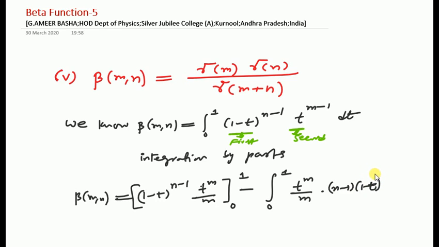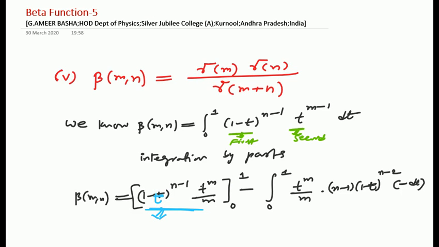So n minus 1 means n minus 2. Then again 1 minus t differentiation: 1 differentiation will be 0, minus t differentiation will be minus dt. Then observe here, one of the important things you need to observe: when I substitute the limits, for the upper limit, in place of t will be 1. So I need to substitute here, in place of t.